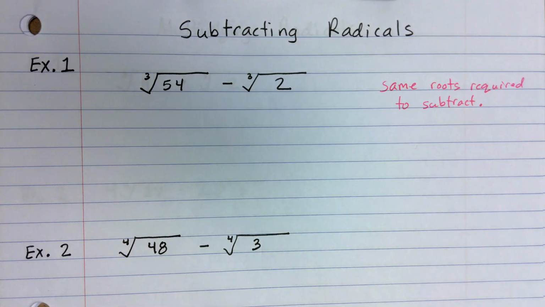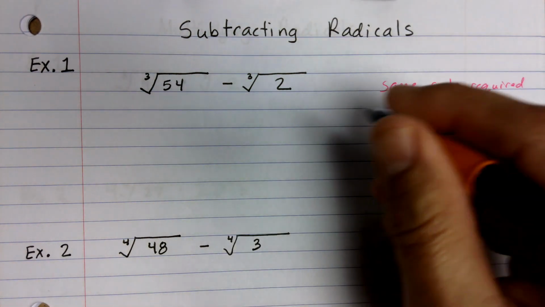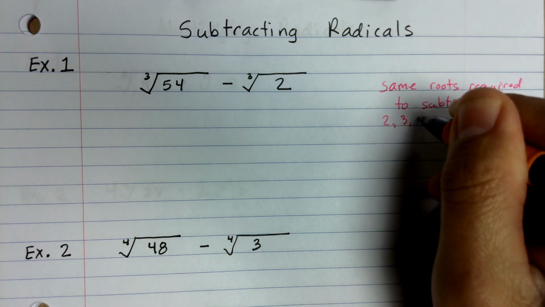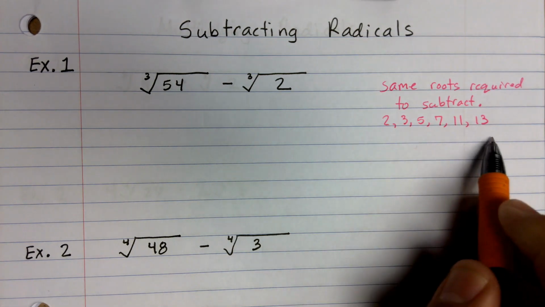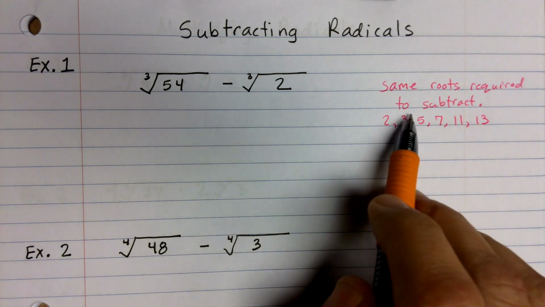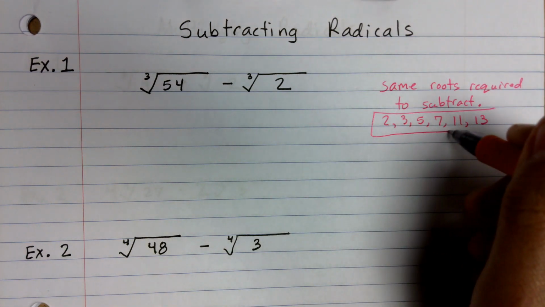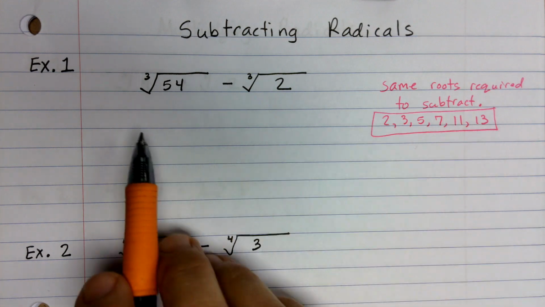Now I'm going to go ahead and use my favorite numbers, my prime numbers, because I like prime factorization. So I'm going to write 2, 3, 5, 7, 11, and 13, because these numbers will usually help you to factor these radicals. I would say 90% of the time or more. There's a few numbers that come up sometimes that are not in here, but most of the time this is going to take care of it.